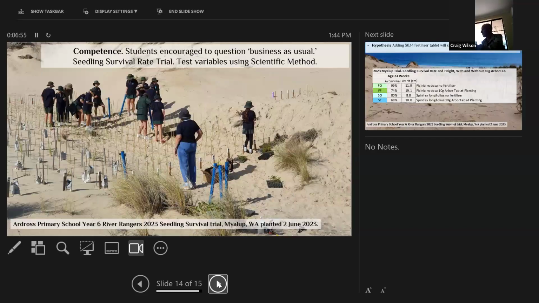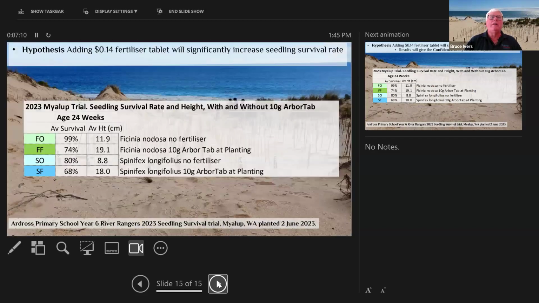So this was last year. We decided to do the same thing to see if we could repeat the success we'd had with using fertiliser on the Ficinia. And the kids are busily planting there. And here are the results.